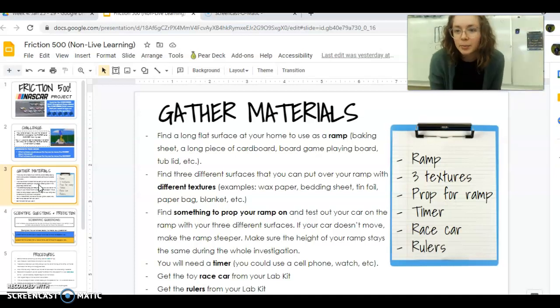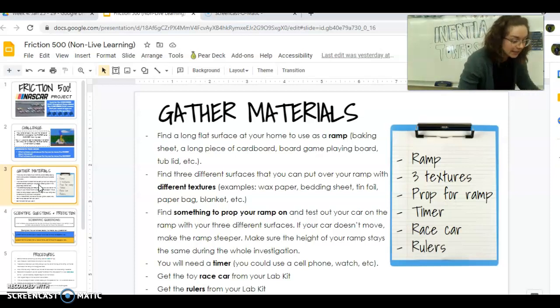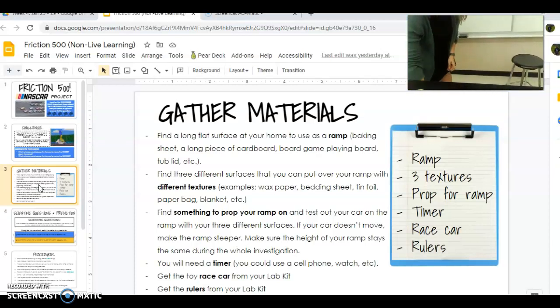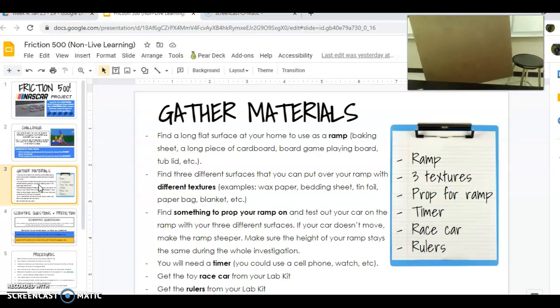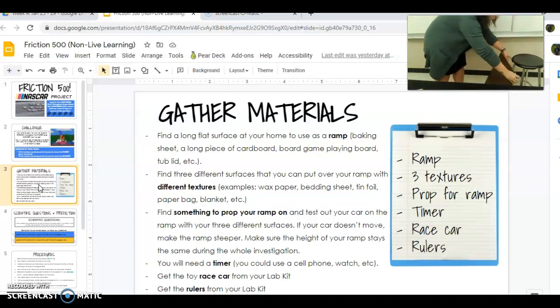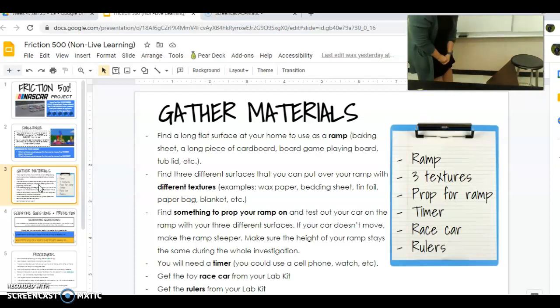Next, you want something to prop your ramp on. So let me adjust my camera so that you can see what I'm talking about. If you look down here, I have my ramp, and you need something to prop it on to actually create that angle. So here, my ramp is steady, and I could have my car go down it, okay?